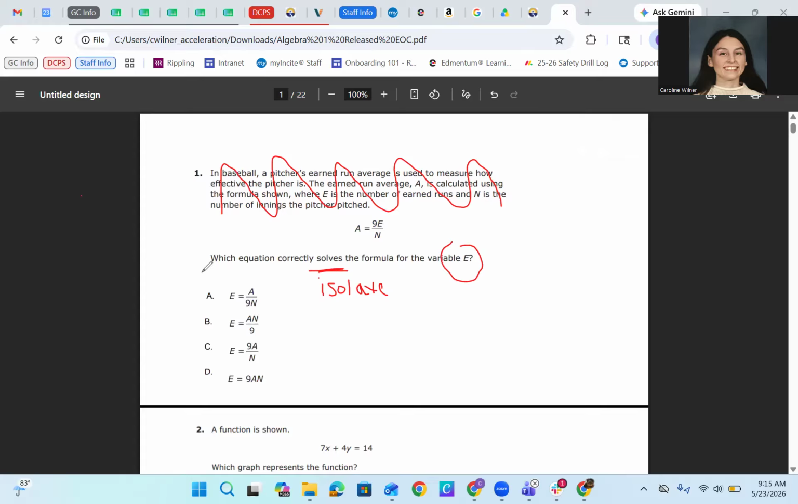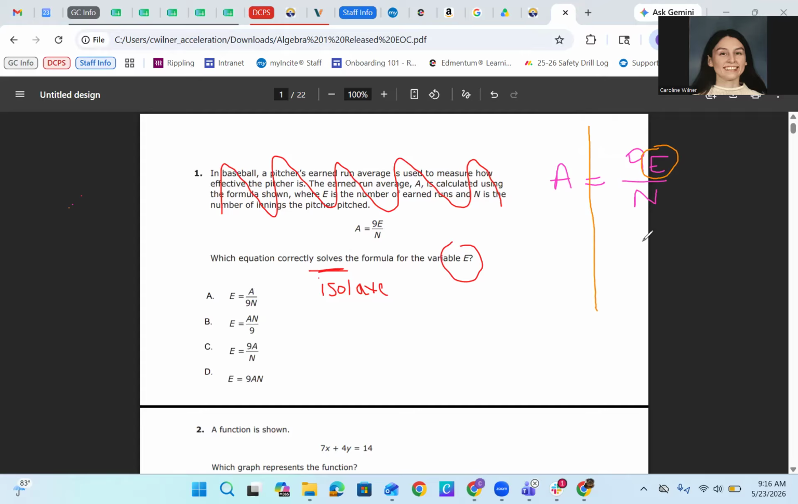So for this problem, what I do recommend is that you have the equation written out. So I'm going to rewrite it: A is equal to 9E over N. And just as I said before, solving means to isolate. To help yourself organize this, I recommend you circle what you are trying to isolate. And then where you have an equal sign, I'm going to draw a line down the middle. That is going to help you differentiate between a left side of the equation and a right side.